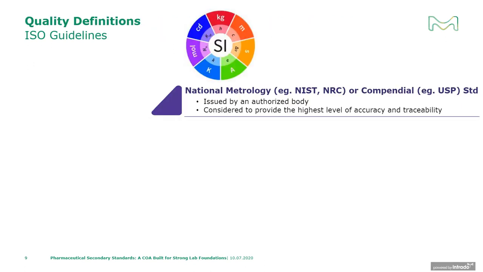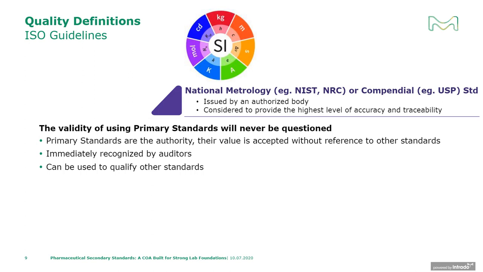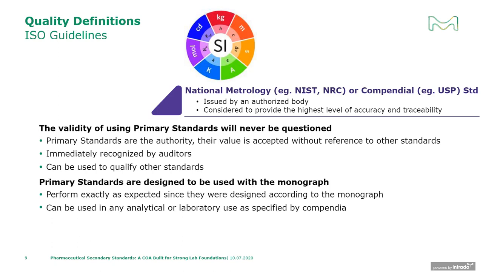The validity of a primary standard will never be questioned, as primary standards are the authority and their value is accepted without reference. Also, these standards are immediately recognized and accepted by auditors, so they can be very handy in this sense. So primary standards can even be used to qualify other standards, is what we will get to in a bit.